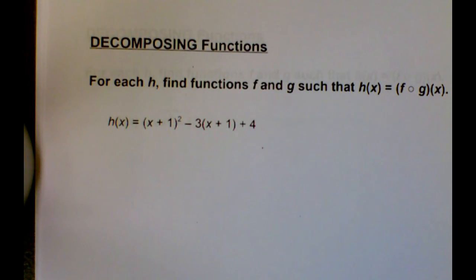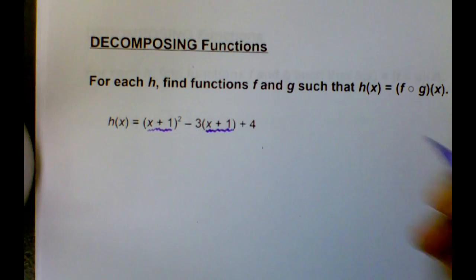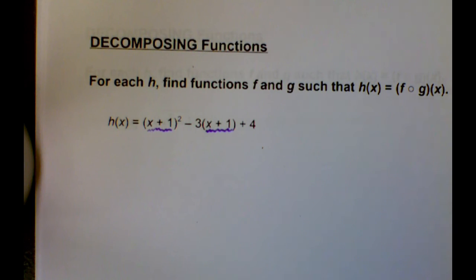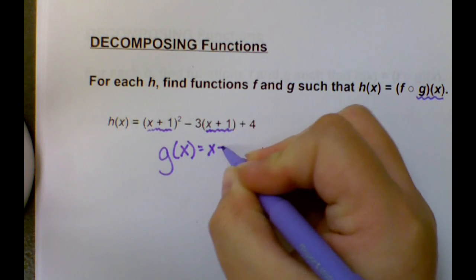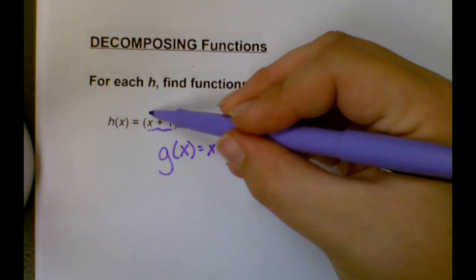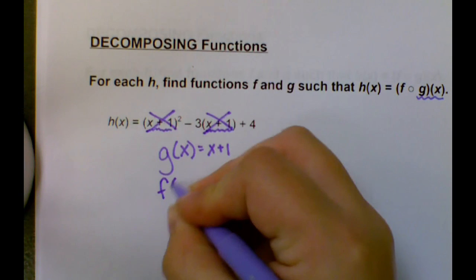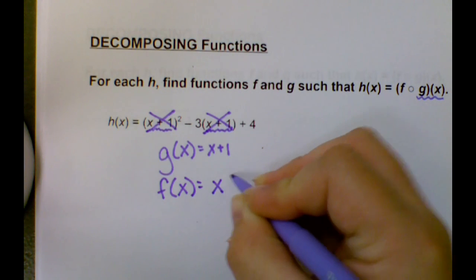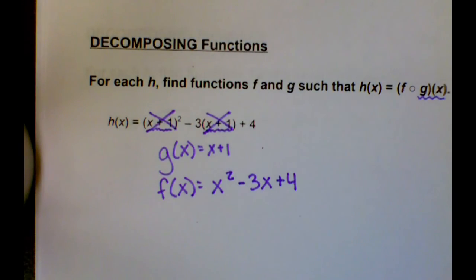And finally, we need to practice some decomposing functions. We just compose them, but we also need to break them back apart. So what I'm looking for here is what would be the inside function. Well, inside of these parentheses, I see an x plus 1, two separate places. So our inside function we're calling g. So g of x is going to be x plus 1. Now I replace anywhere I saw that x plus 1 with an x when I switch to my outer function, which is f of x. So I call f of x x squared minus 3x plus 4.